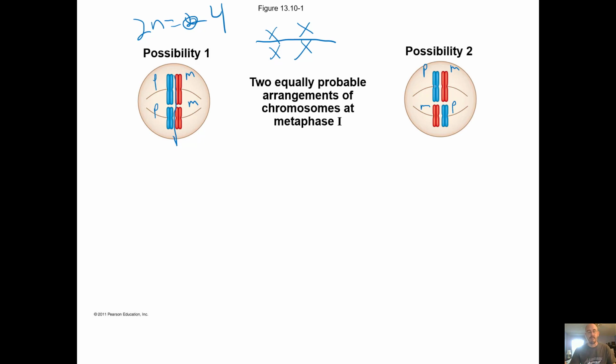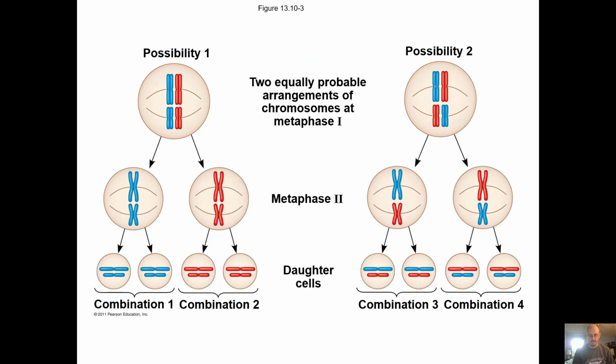So think of it this way. For every chromosome pair that lines up, they could line up this way or this way. For every single pair. That's independent assortment. It's random which way they line up. The paternal one could be on the left in this case, or you could think of it up and down, or it could be the maternal one. It's random. But it has big consequences.